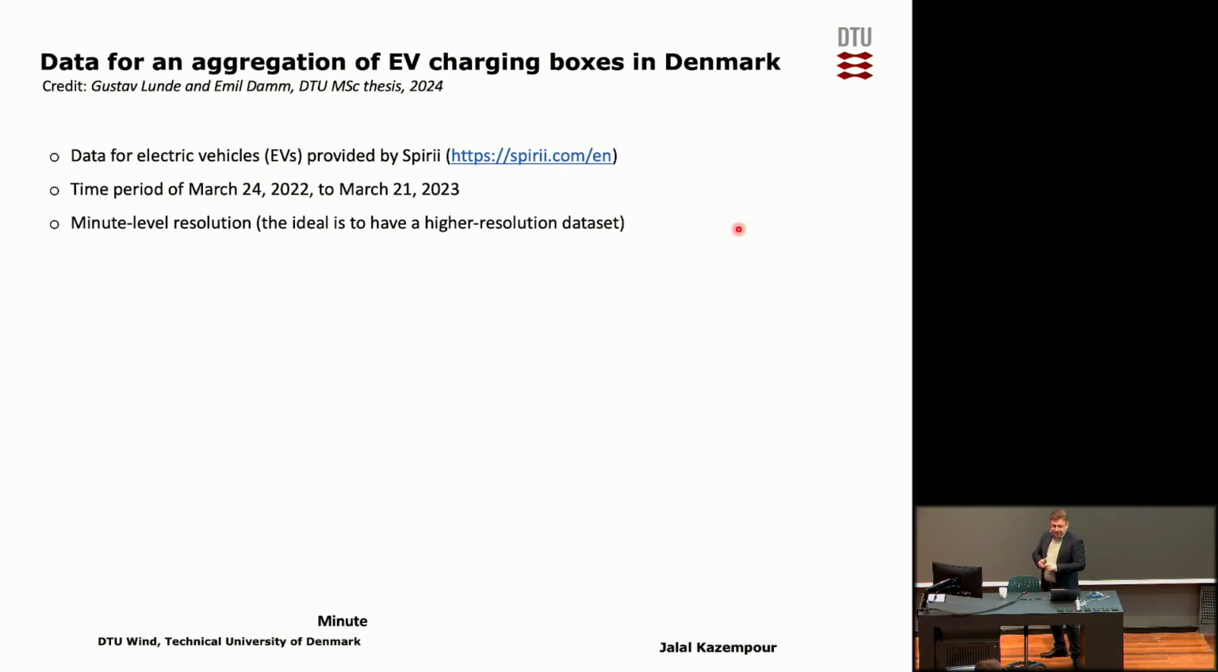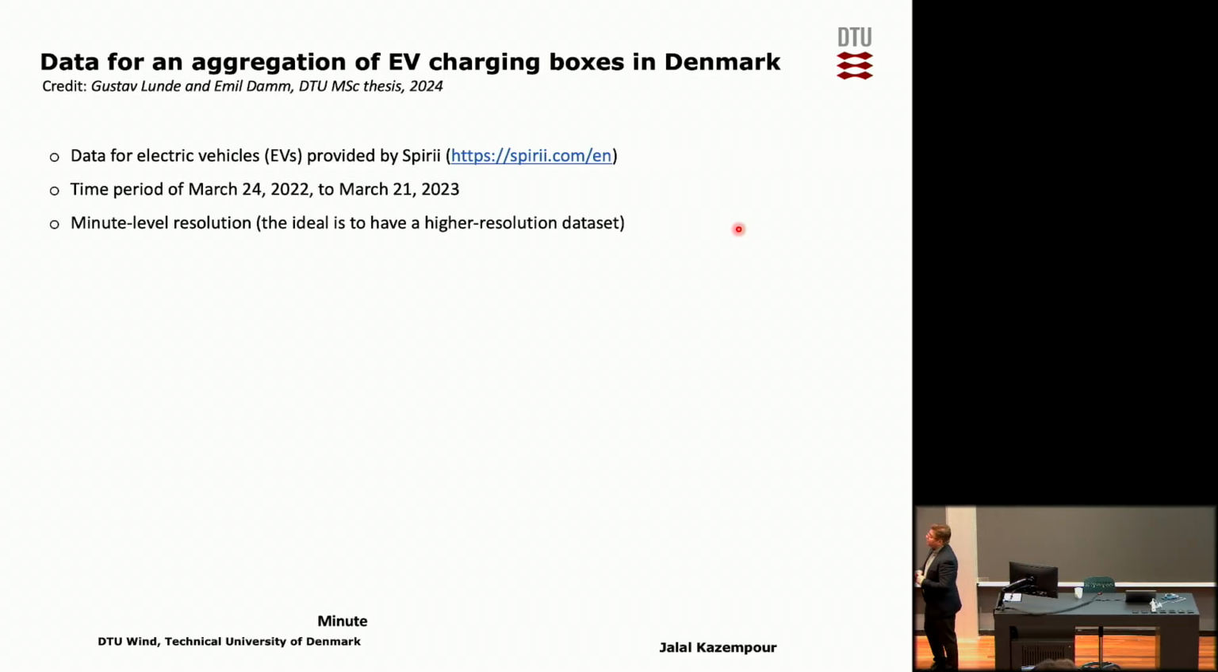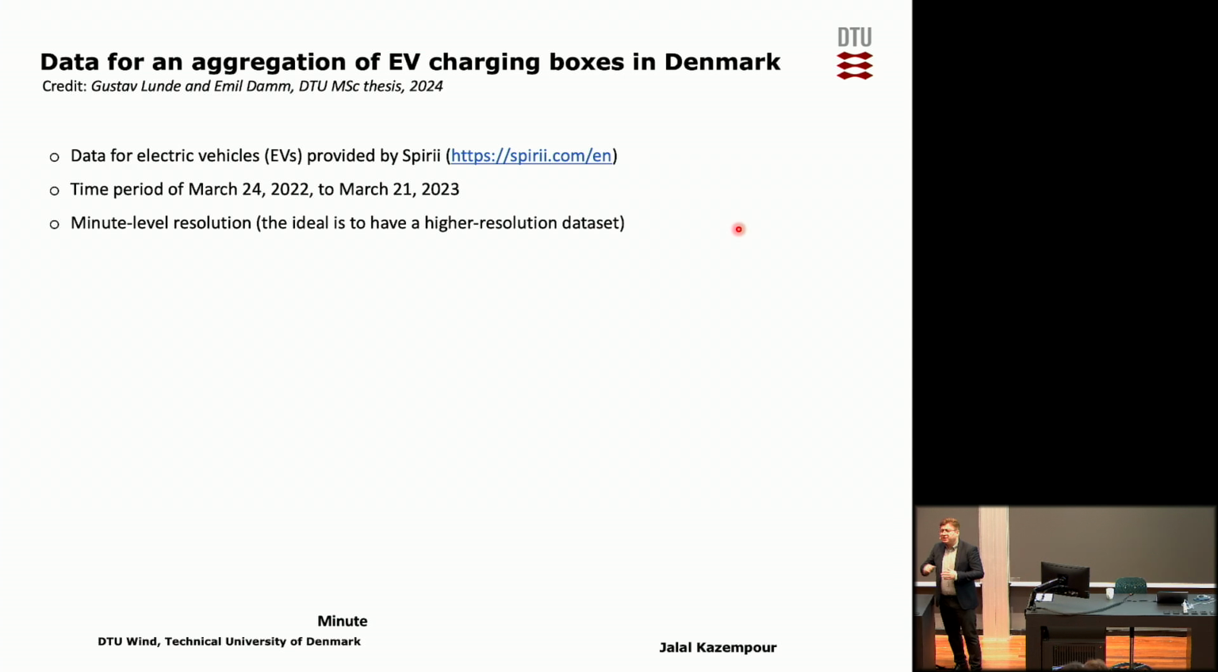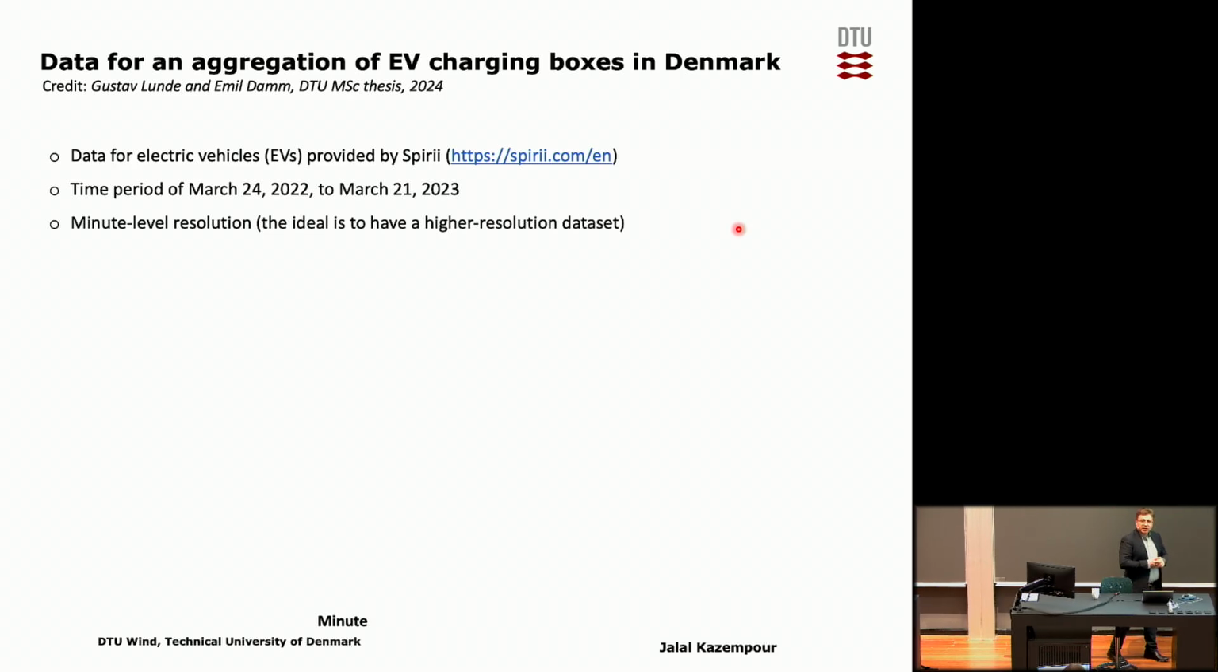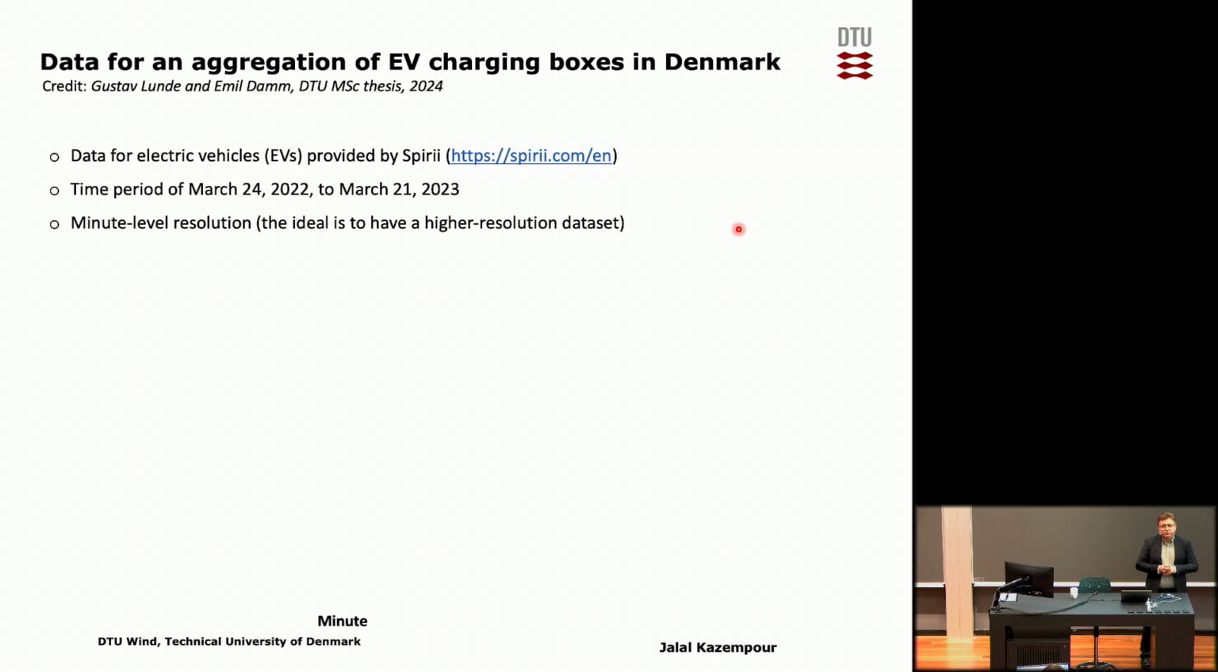The data we got was not at minute level, and it was not perfect data, but Gustav and Emil worked on that, and they made it minute level consumption data. So is it clear? We have historical minute-level data for the power consumption of 1,400 EVs all over Denmark.